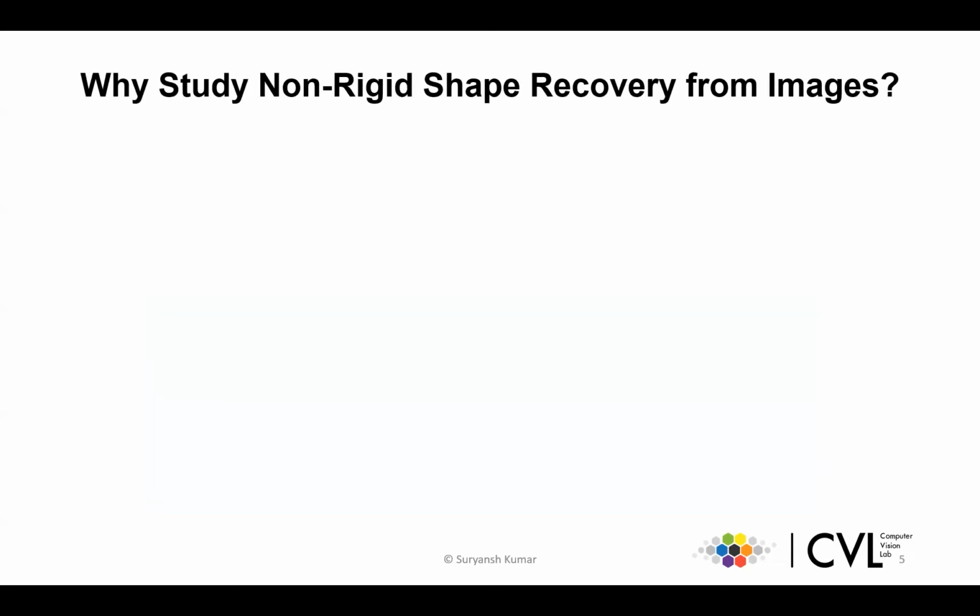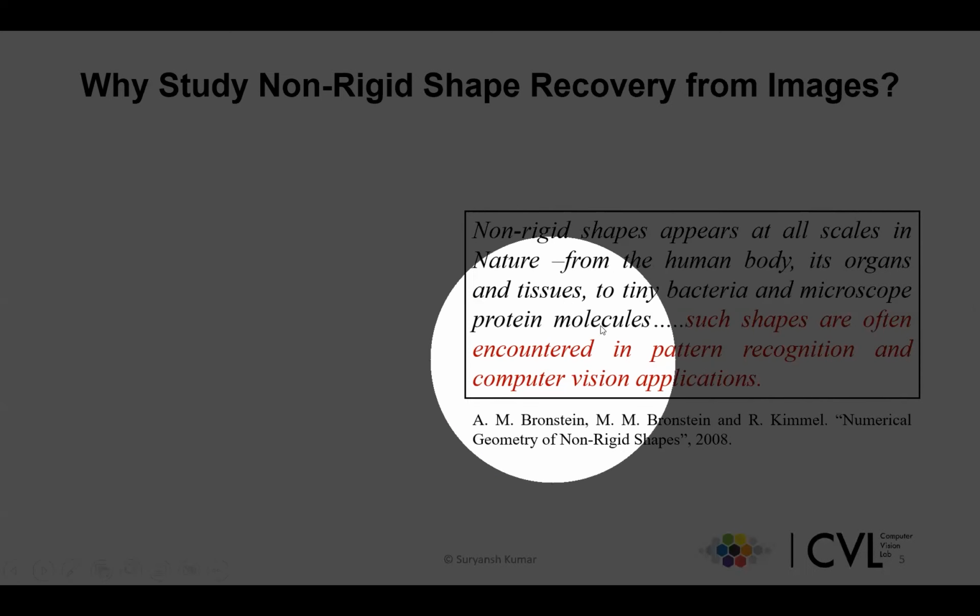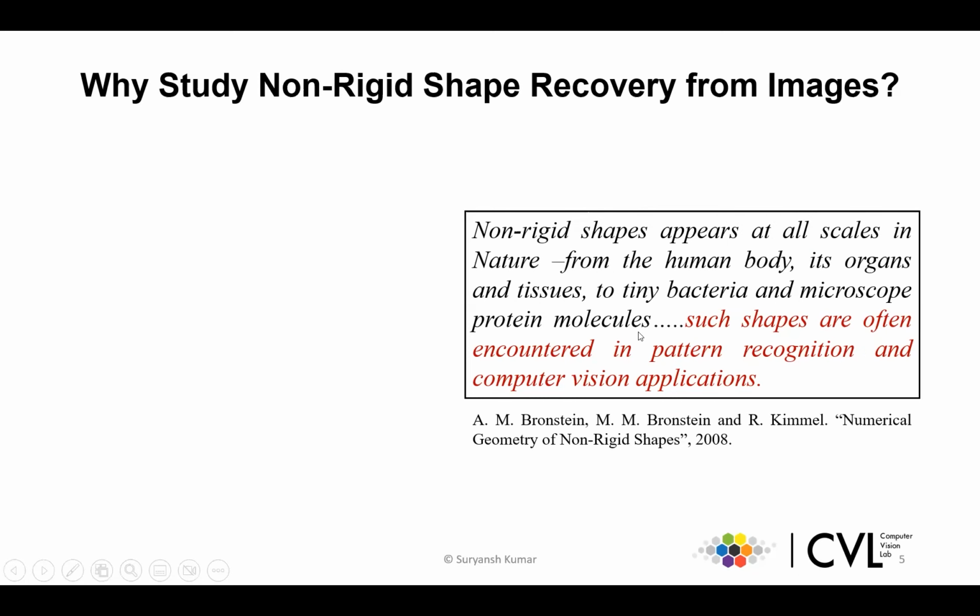Then the question comes, okay, I have already shown the Oscar Academy Award winning clip, so you know what is at stake, but let me define it formally. It clearly says in the first paragraph of the textbook that non-rigid shapes appear at all scales in nature, from the human body, its organs and tissue, to tiny bacteria and microscopic protein molecules, and it goes on and on. And what is important for new researchers is to understand that it's very important even for pattern recognition and computer vision applications. Okay.